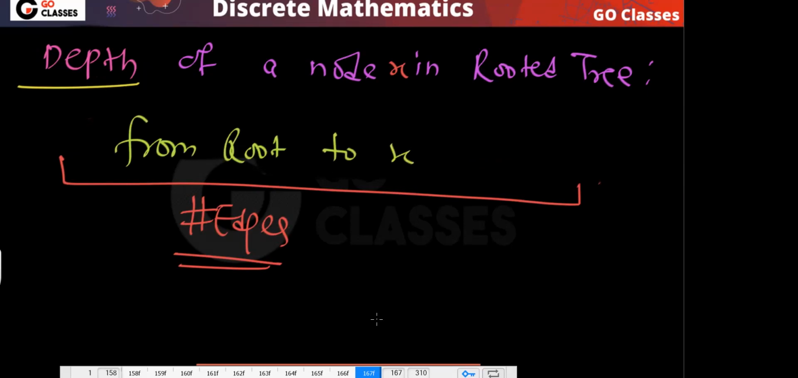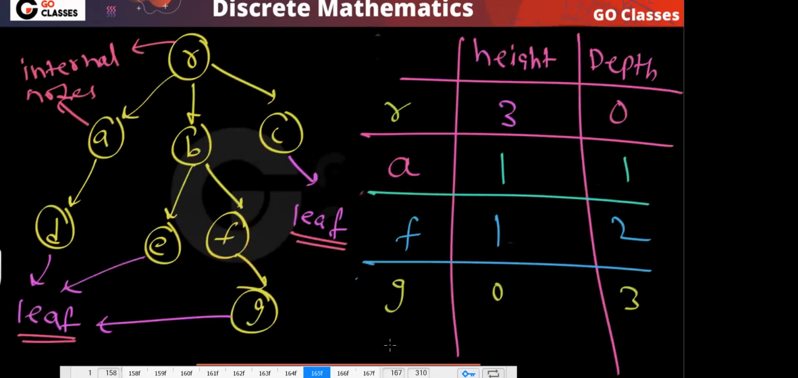Is this clear? Like here, if I ask you, for example, what is height of D? Height of D means from D to farthest leaf, that is 0. But depth of D, that is R to D, that is 2. Okay, tell me, is this concept of height and depth clear?